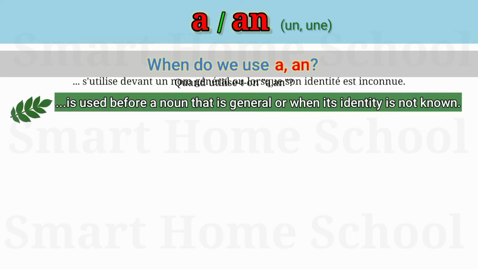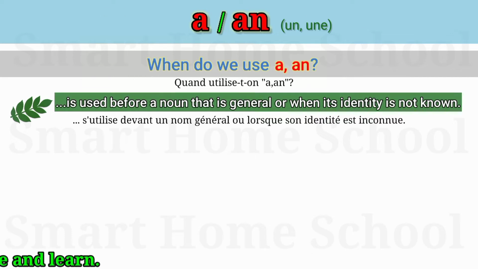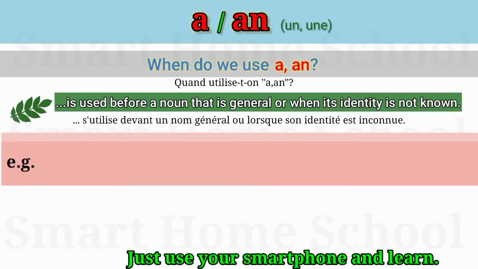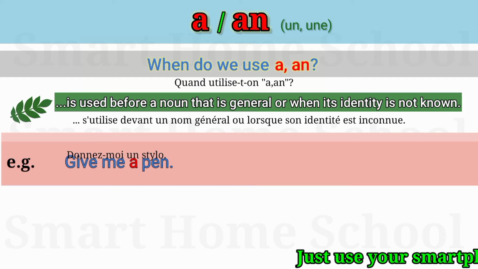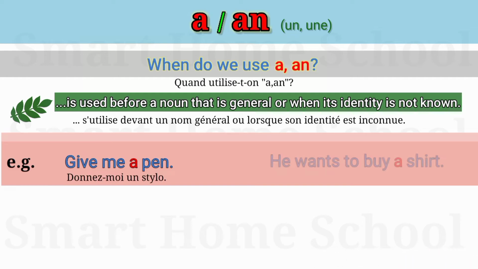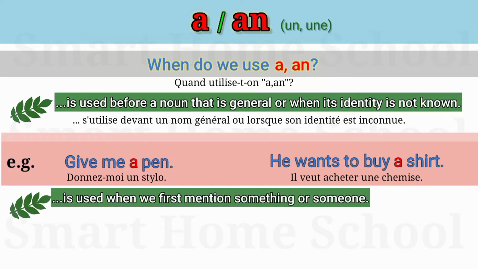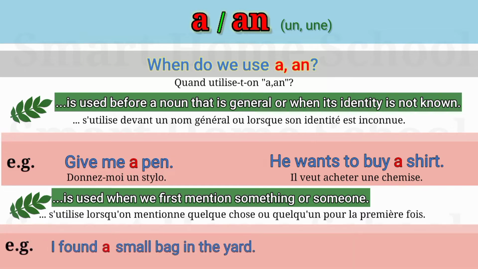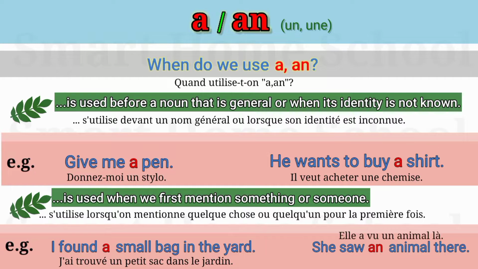We use a or an before a noun that is general or when its identity is not known. Example: give me a pen. He wants to buy a shirt. We also use a or an when we first mention something or someone. Example: I found a small bag in the yard. She saw an animal there.